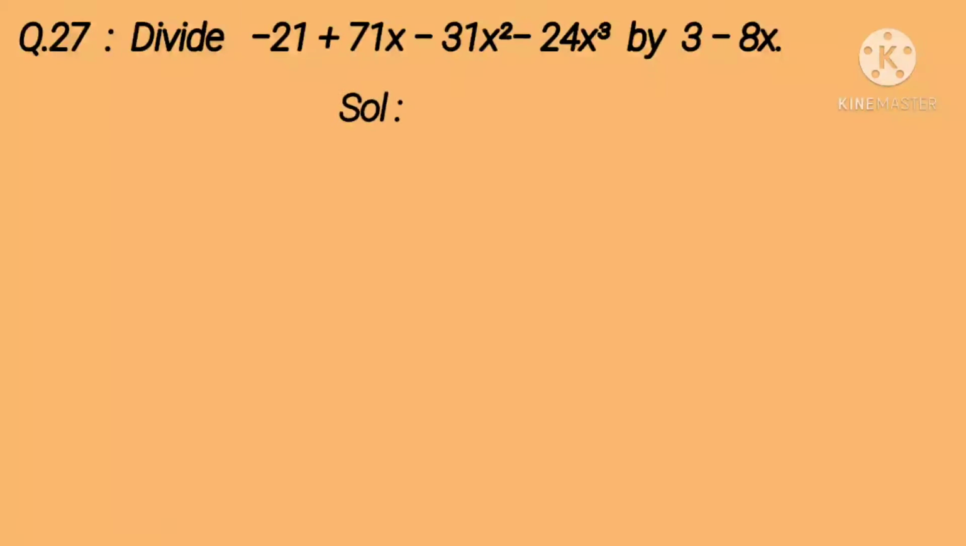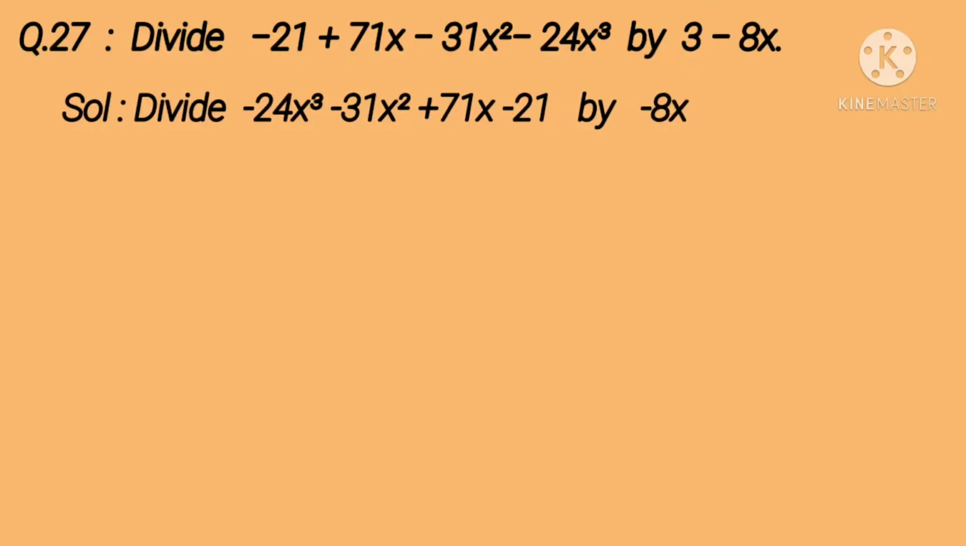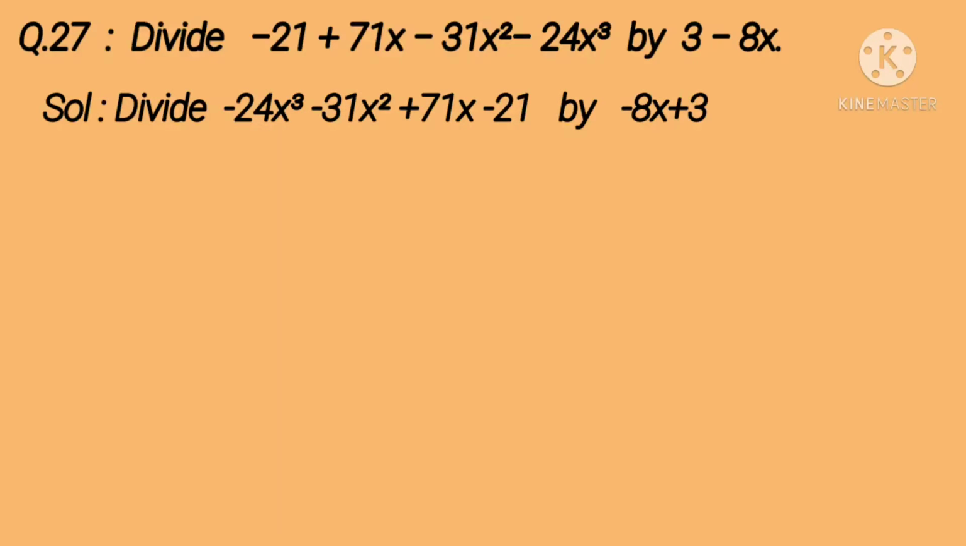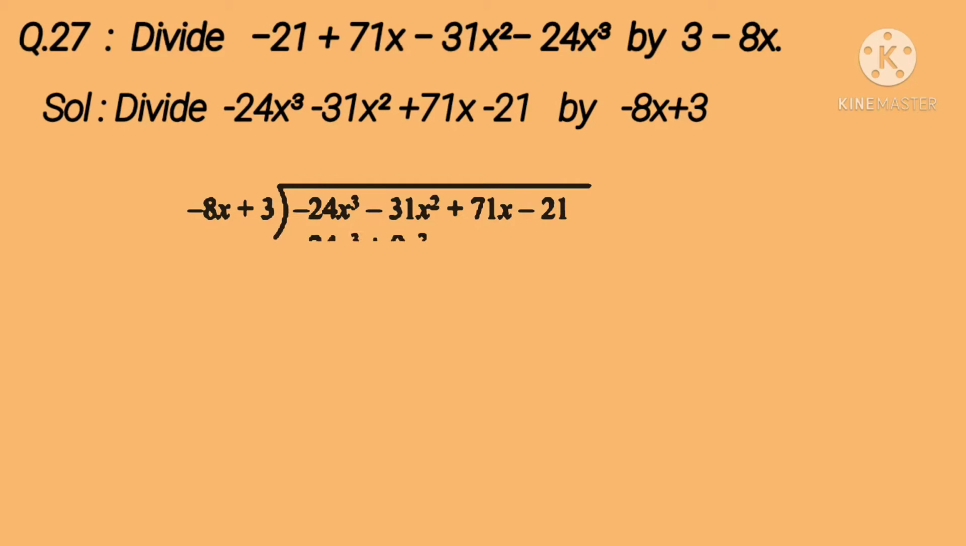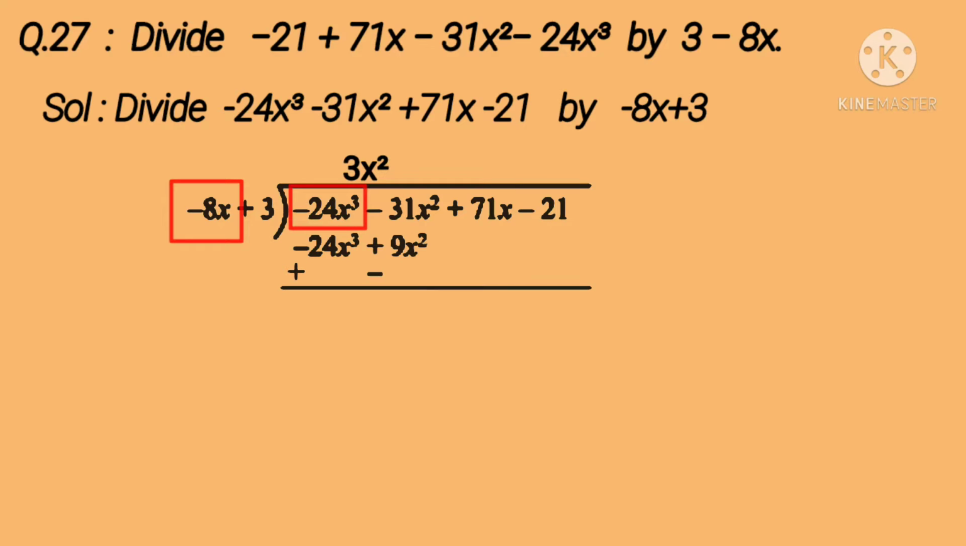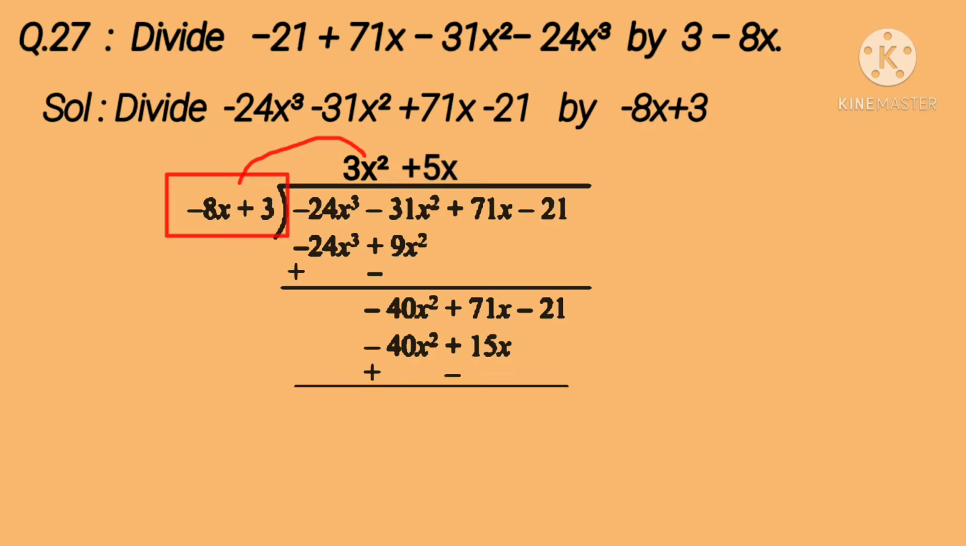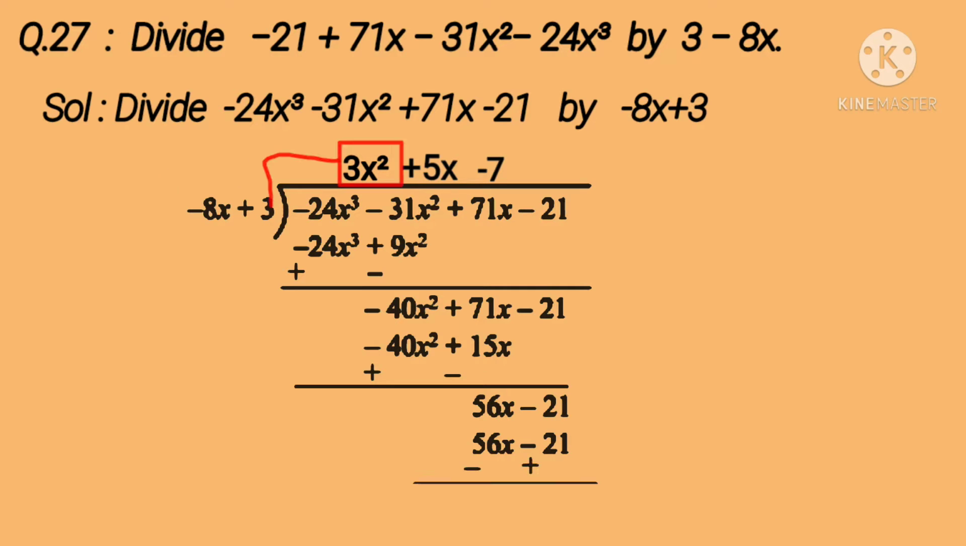First of all, we have to write the given polynomial in its standard form, both the polynomials. So the polynomial is minus 24x cube minus 31x square plus 71x minus 21 by minus 8x plus 3. First of all, we have to make minus 8x as minus 24x cube. So multiply it by 3x square. So it is minus 24x cube. Then 3x square into 3 is 9x square. So we will simplify it. So we will get minus 40x square plus 70x minus 21.